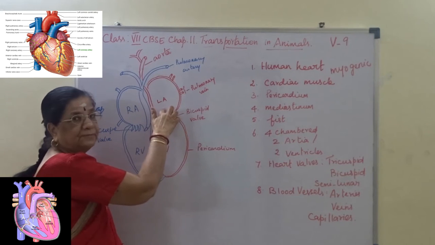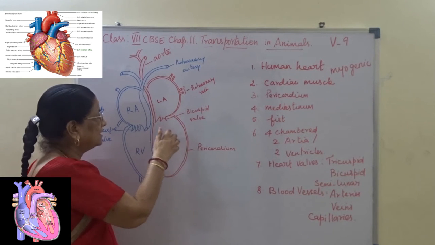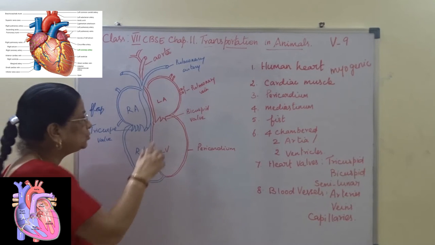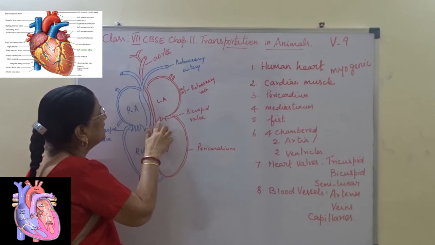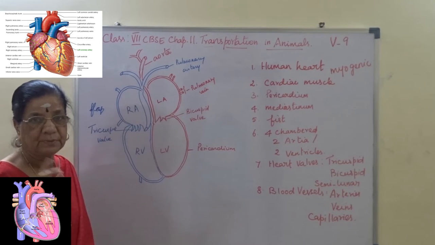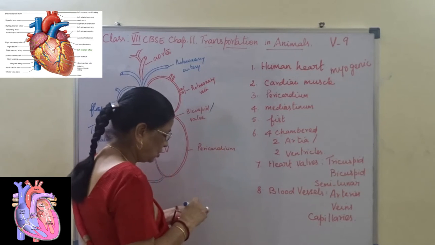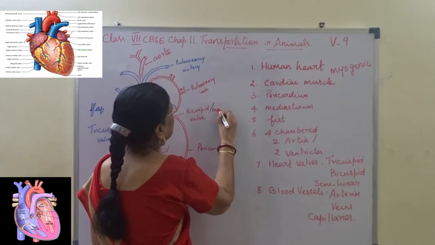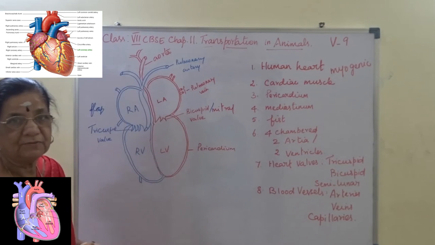Same way, the left atrium is opening into the left ventricle, and that is opening through the bicuspid valve. 2 flaps. Here 1, 2, 3, 3 flaps. Here it is 1 and 2, 2 flaps. Right? So this bicuspid valve is also called the mitral valve. The bicuspid valve is also called the mitral valve.